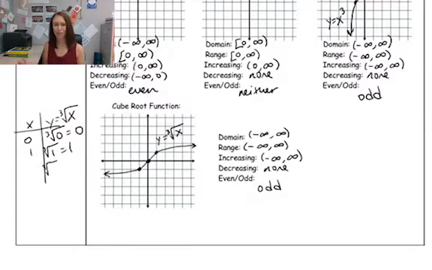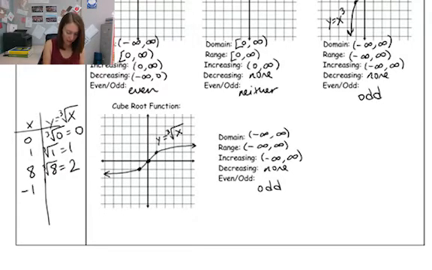So what's the next cube root that's going to give me something easy to graph? Well, 1 cubed is 1, 2 cubed is 8. So if I do the cube root of 8, I get 2. And then I can go negative as well. If I have the cube root of negative 1, I get negative 1.